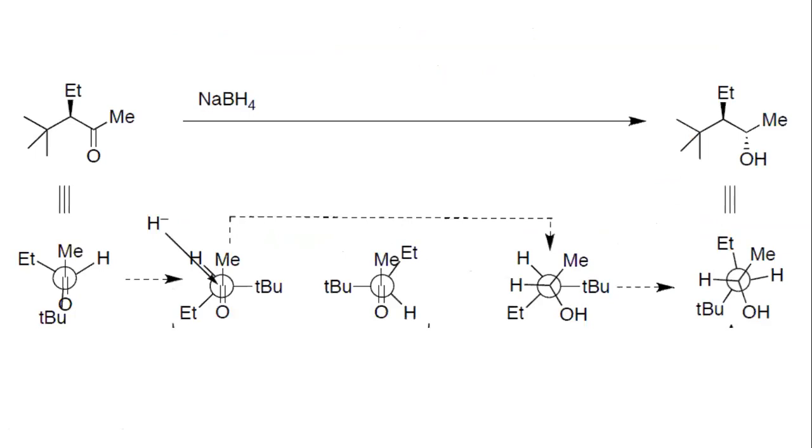In this example also, we will see a carbonyl compound having an alpha chiral center, and sodium borohydride is a reagent which gives H minus anion, or it's a source of hydride anion. That H minus would come and approach this carbonyl carbon and make this carbonyl group into a CH-OH group.